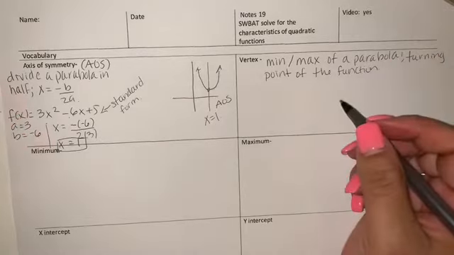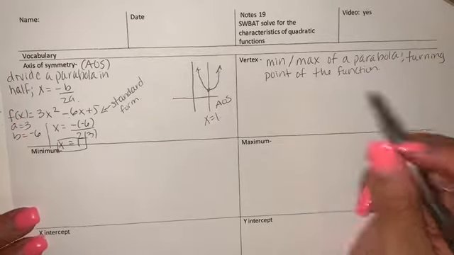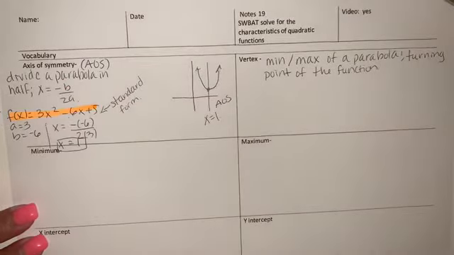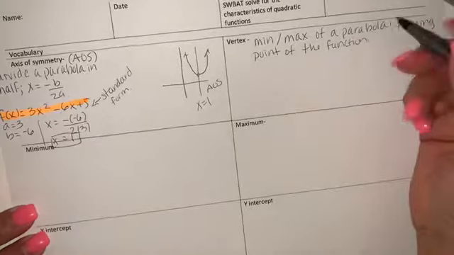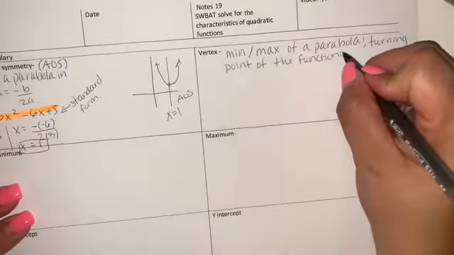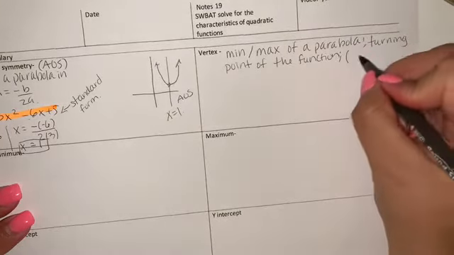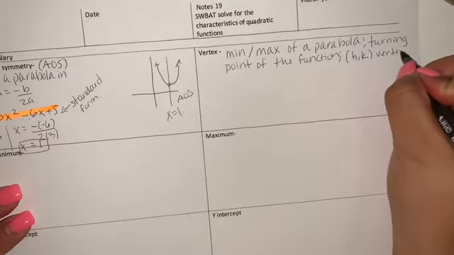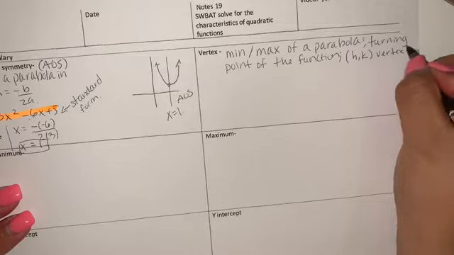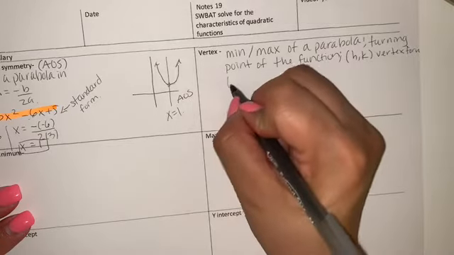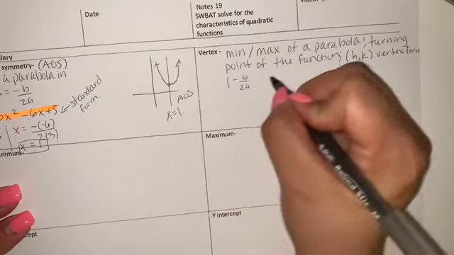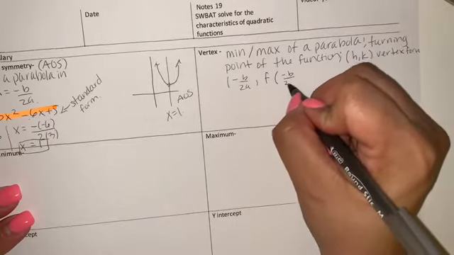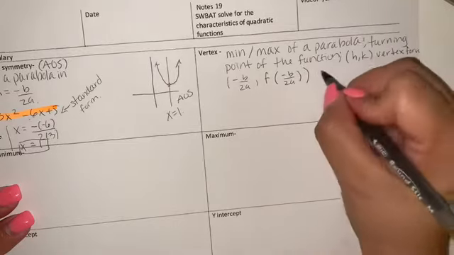Okay, so let's talk about this. And let's use this f of x function. So the vertex, as you know it, can be h comma k for vertex form, or your vertex can be negative b over 2a, and then substitute that into the function, for standard form.